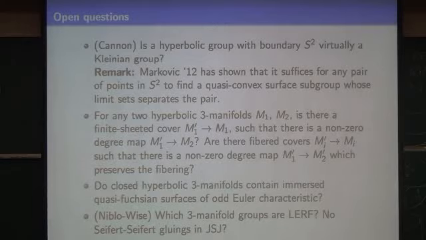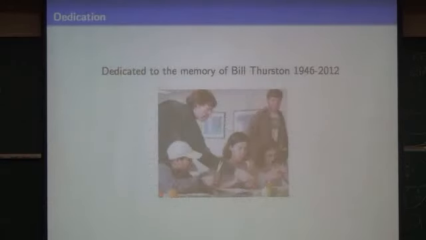They're probably not as important as Thurston's list of questions, but anyways, I wanted to dedicate these talks to the memory of Bill Thurston, who, as you probably know, passed away just last month. And so all this, of course, would have been impossible without his insight. So thanks.